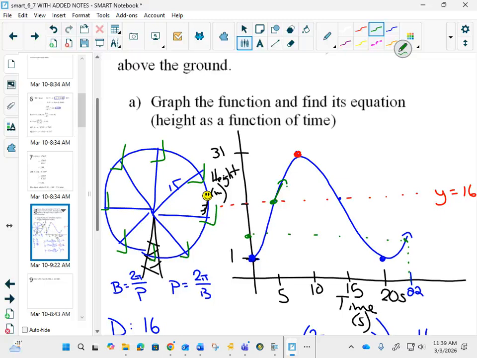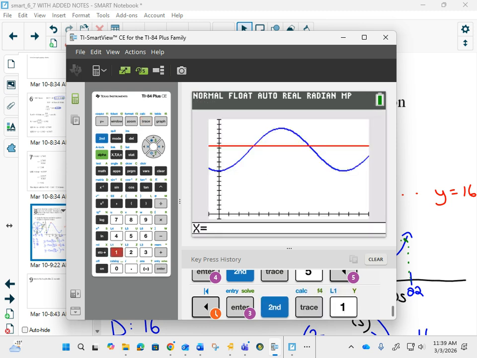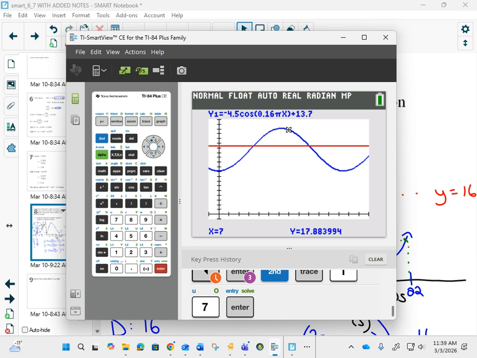If you wanted to actually find it, you could use Desmos or a graphing calculator and plug in 22. I'm not going to do that right now. I'm going to show you on the previous example that we already have in here. If I wanted to find a value, I can go to second calculate, value. I think 22 is actually past my range, I think I only went up to 20 or 15. So let's just pick a number. Say 7. Push enter. It tells me what it is. At 7, it's at 17.88.